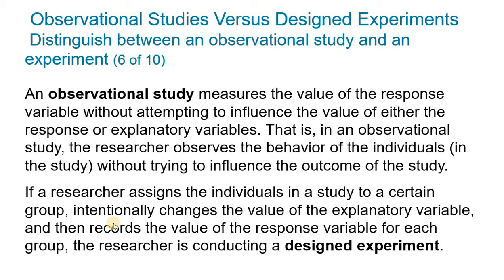An observational study measures the value of the response variable without attempting to influence the value of either the response variable or the explanatory variable. That is, in an observational study, the researcher observes the behavior of the individuals in the study without trying to influence the outcome of the study, just like example number 1. If a researcher assigns the individuals in a study to a certain group, intentionally changes the values of the explanatory variable, and then records the values of the response variable for each group, the researcher is conducting a designed experiment, just like example number 2.